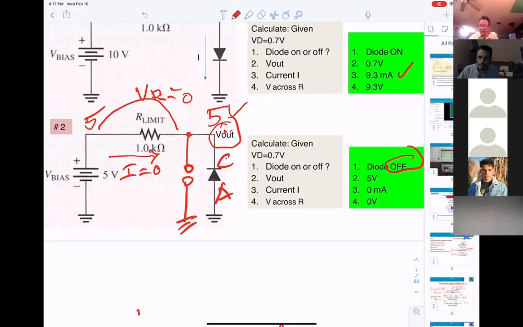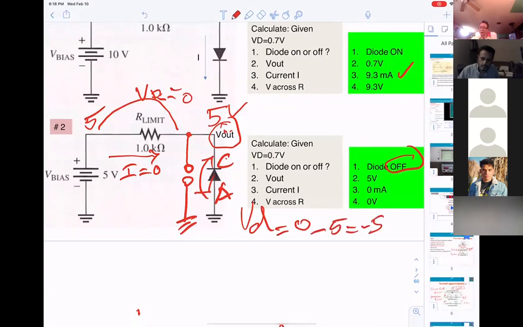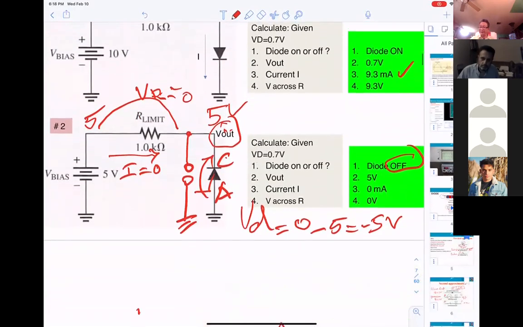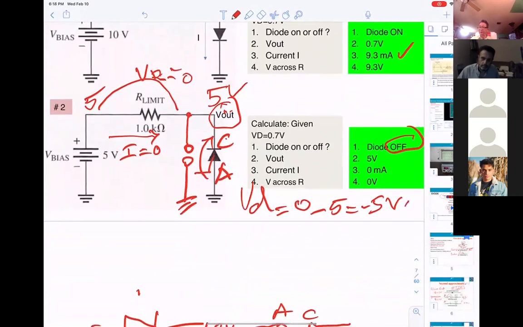That means you have to calculate the VD, the voltage from A to C. That means A will be 0, minus 5. That minus 5 volts will be less than 0.7. So that's why I say the diode will be off. That's just a proof for the diode to be off. But VL will be 5 volts.